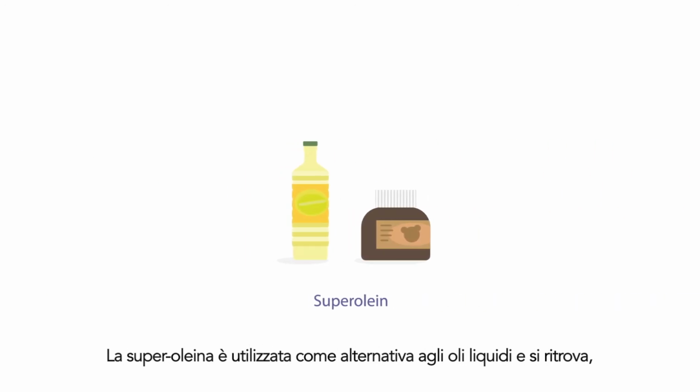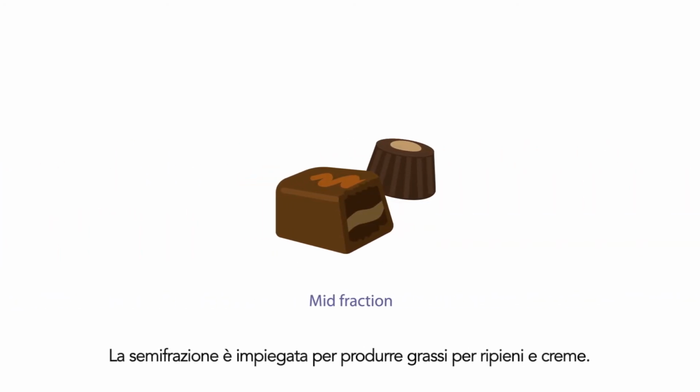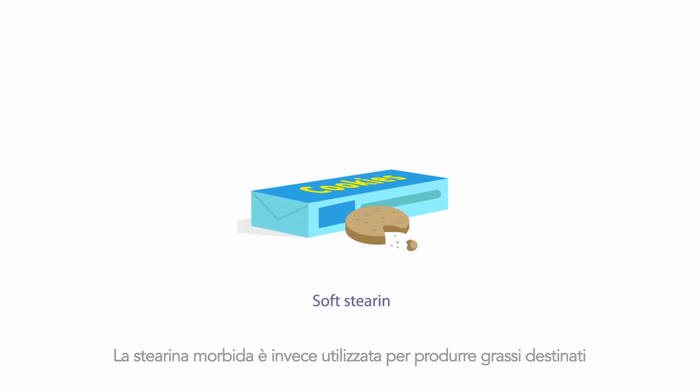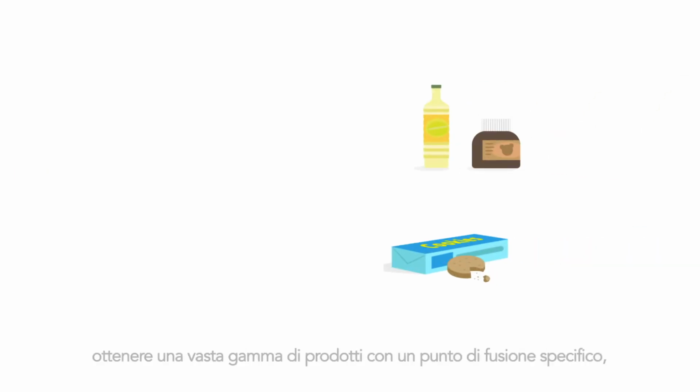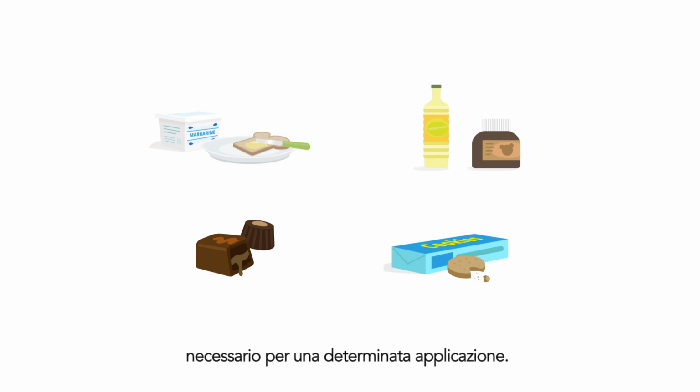Superolein is used as an alternative for liquid oils, and among others used in chocolate spreads. The mid-fraction is used to produce filling fats and cream fats. Soft stearin is used to make bakery shortenings. Mixing of different fractions or with other oils makes it possible to produce products with a specific melting point necessary for a certain application and results in a wide portfolio.